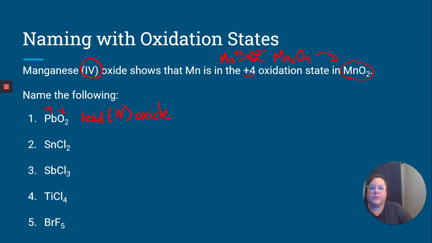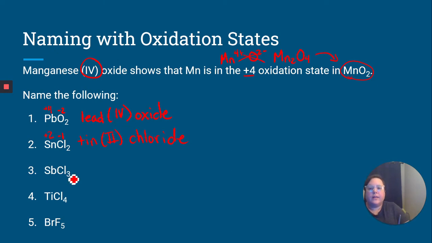For number 2, chlorine is the most electronegative, so we're going to give it the oxidation number of its charge, -1. There's 2 of those, so that's -2, so tin would be a +2 to balance that. So this is tin(II) chloride. Hopefully you're going to pause and work through the other 3.